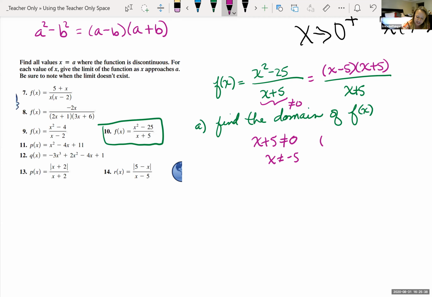In interval notation, we would look at all the numbers from negative infinity until we get really, really close to negative 5 on the left, and then we have a parentheses, union, and then parentheses, negative 5, comma, infinity.